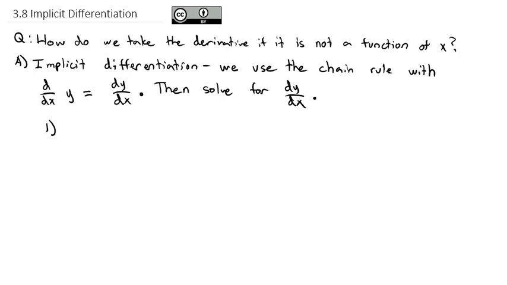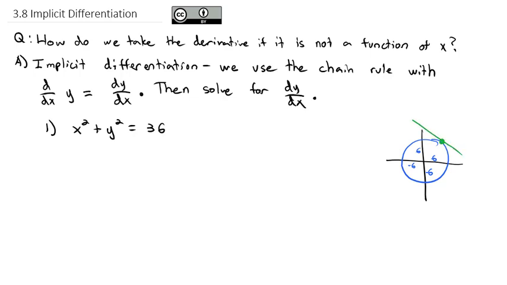But to get an idea of what this looks like, let's start with a simple example. Just a basic circle with a radius of 6 has the equation x squared plus y squared equals 36. And just to draw a picture off to the side, we won't normally do this, but just to get an idea of what we're talking about, we've got a circle with a radius of 6. And the idea is that we could, in theory, come up with a tangent line to this circle that touches at one point, and we could put that tangent line anywhere on the circle. And so what we want to do is come up with the equation of the slope of that tangent line.